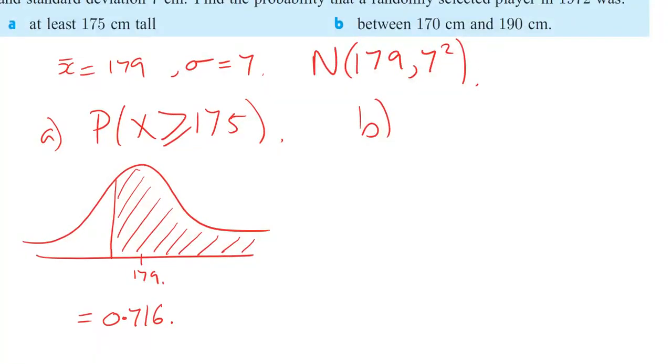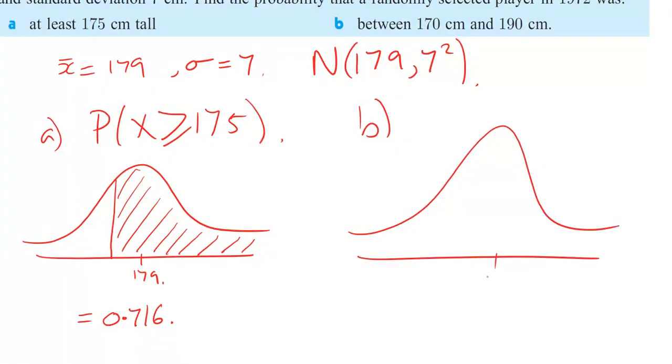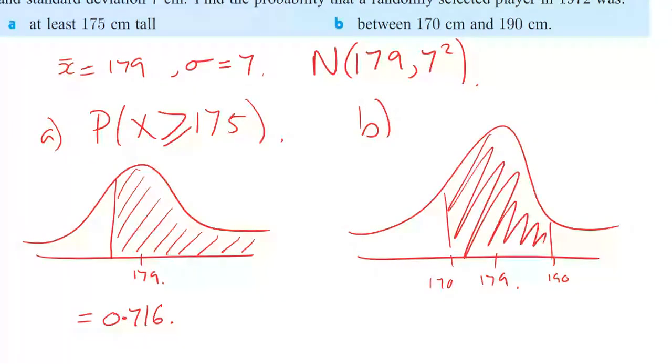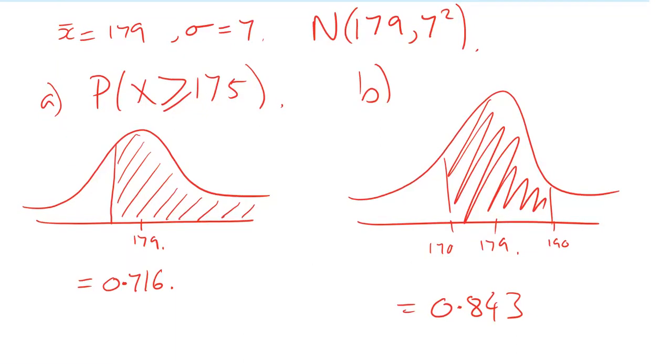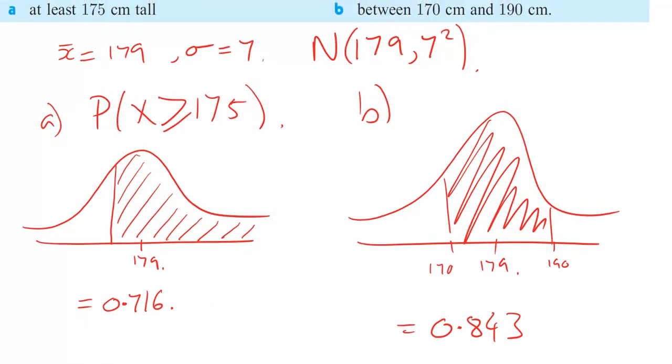B. This time we need to know between 170 and 190. So if we have our middle of 179, we're going to have something like this occurring. We're looking for this area there. So again, we type it in normal CDF and we should get out an answer of 0.843. Check and see if that's what you get as well.